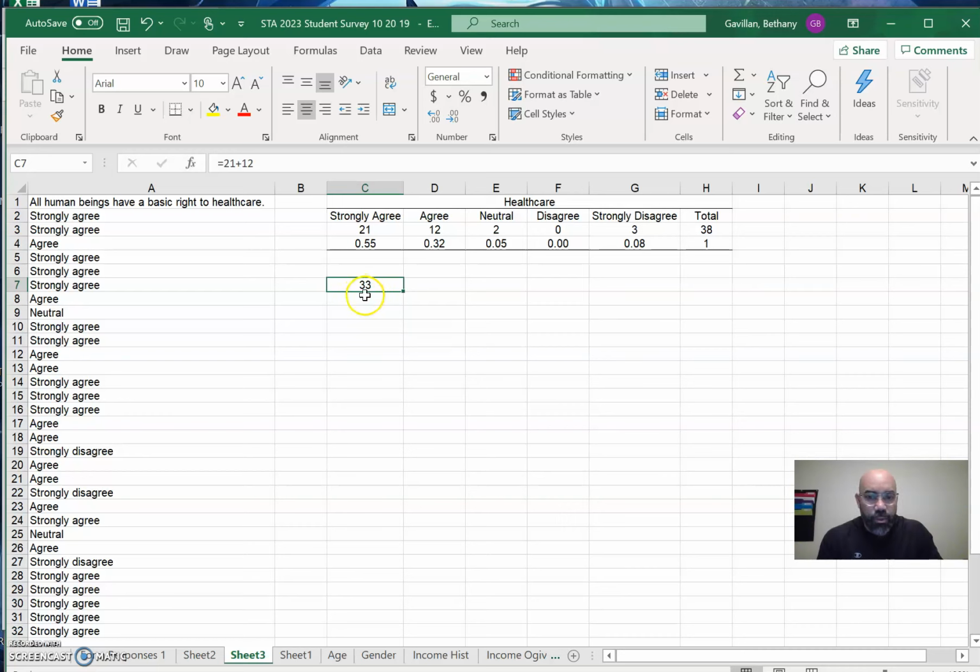So here I have 33 participants who are the ones that agree. I'm just going to go ahead and name it agree, and I'm going to reduce this to 2 decimal places. So I'm going to figure out my p-hat, my sample proportion for this particular question. And I see that it's 0.87, or 87%, of my participants either strongly agree or agree with the statement that all humans have a basic right to healthcare.